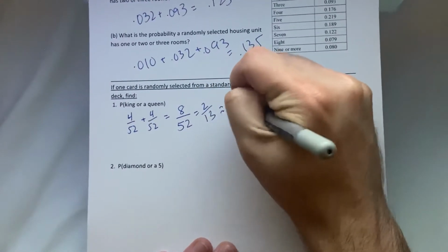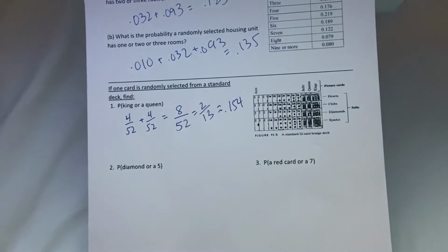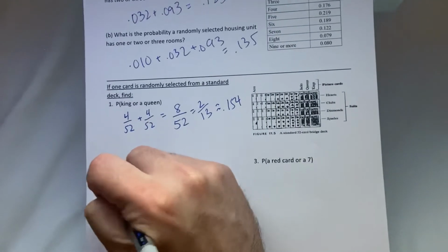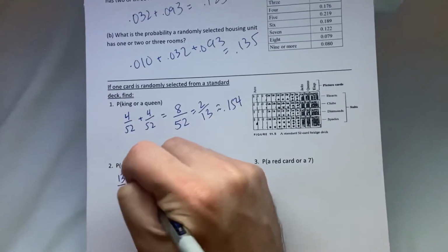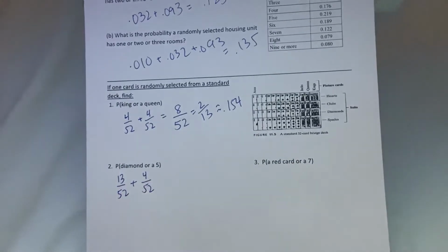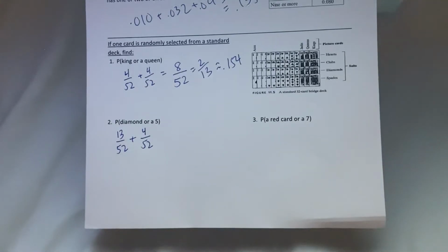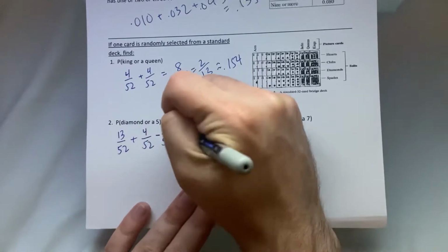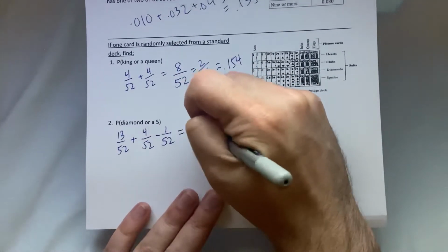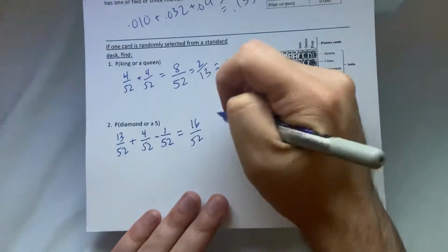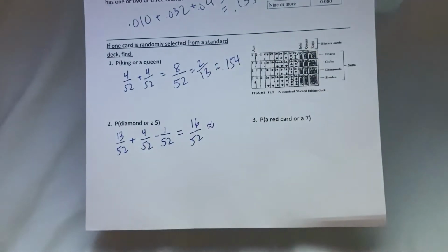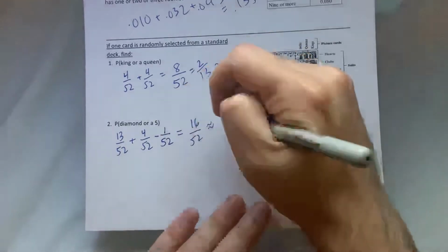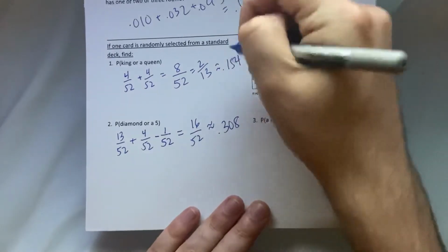Yeah, 0.154. Now a diamond or a 5. There are 13 diamonds out of 52 and 4 fives out of 52. However, you have to ask yourself, is there anything that is both a 5 and a diamond? Yes, the 5 of diamonds. There's exactly one of those. So if it gets counted twice for both of them, we have to subtract it off. This becomes 16 out of 52, which is 4 out of 13 reduced, and that's 0.308, so twice as big as that.